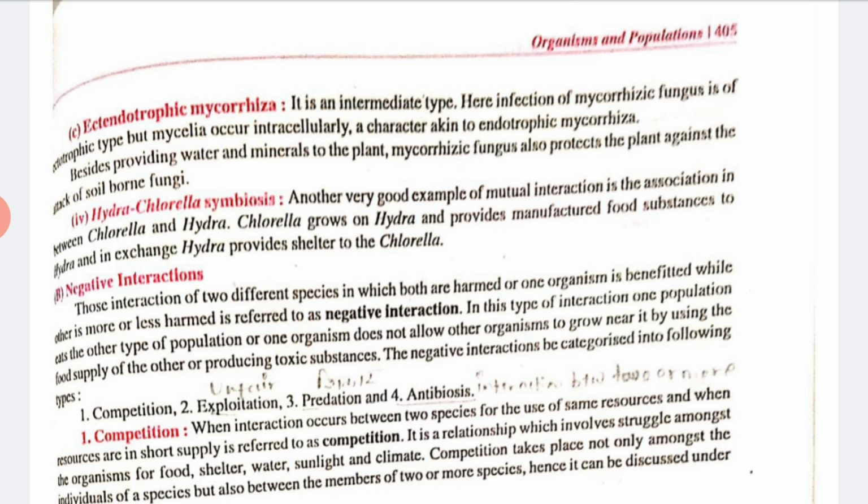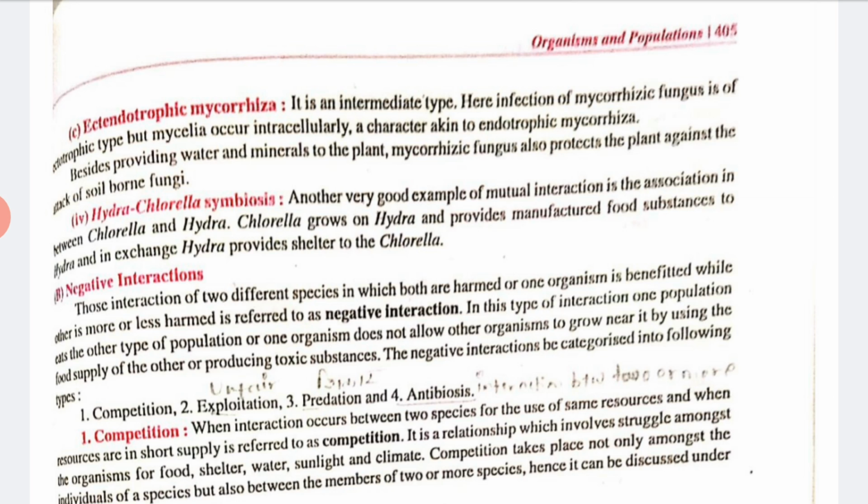Okay, so competition, what is that? It is when interaction occurs between two species for the use of the same resources, when the resources are in short supply. They compete: I will take that place, and the next species will say I will take it. It is of two types, intraspecific and interspecific. Intraspecific competition is between individuals of the same species in the same area. Interspecific competition occurs between members of two different species, when individuals of different species use the same resources and those resources are in short supply. Clear?